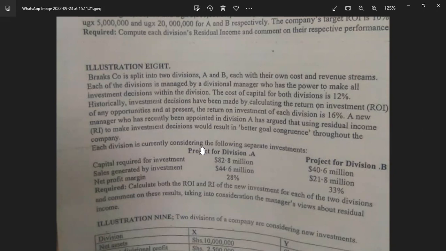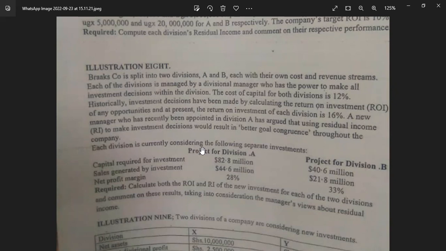And for return on investment, they must give you a benchmark on which you're basing your comment, because it's a relative figure. You can't say that because you have 80% return on investment, then you're doing very well. No, that's your assumption. You must have a benchmark. So they're saying Brack's company is split into 2 divisions, A and B, each with their own costs and revenue streams. Each division is managed by a divisional manager who has power to make all investment decisions within the division.